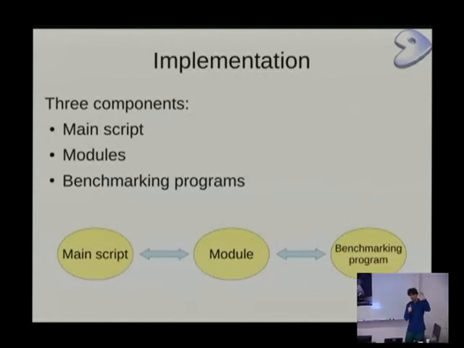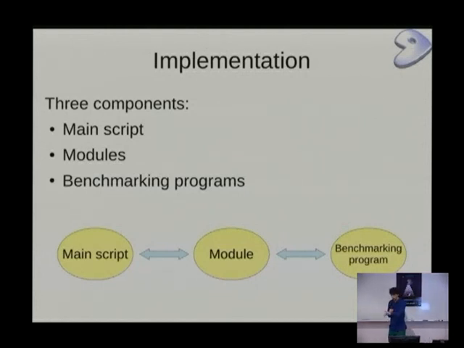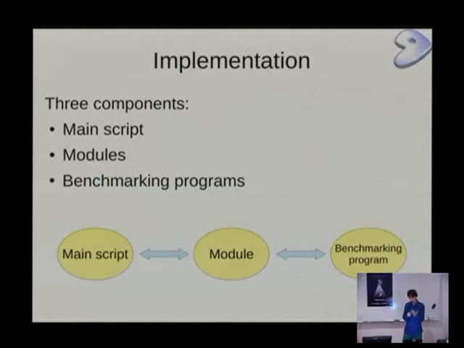We have a main script, which is NumBench itself. It does a lot of things. Then we have different modules. We have, for instance, a module for BLAS, which tests different BLAS implementations. We have a module for LAPACK, for C-BLAS, for C-LAPACK, and also for accuracy benchmarking. So we have a lot of modules. Every module is related with a benchmarking program. The benchmarking program is a piece of software that usually gets compiled every time we want to test an implementation.